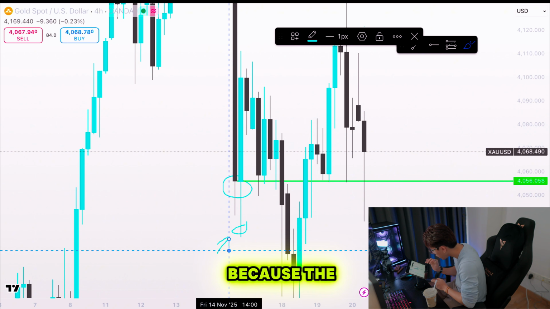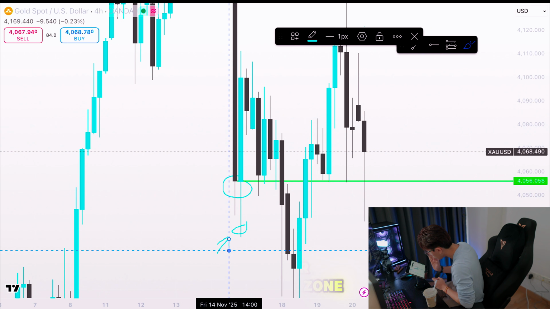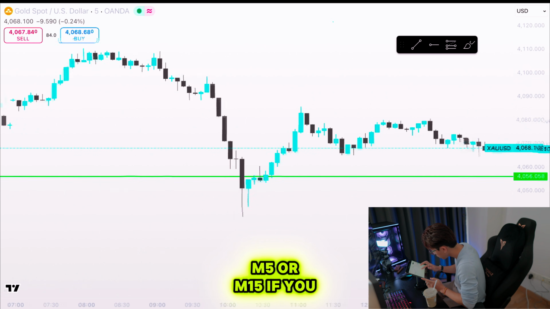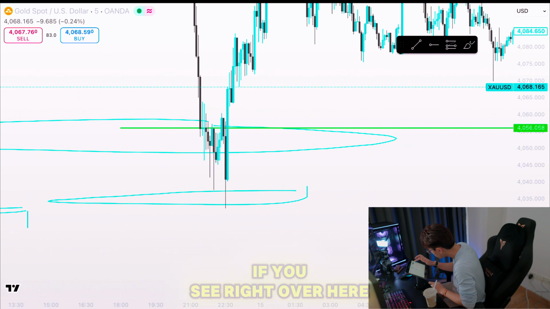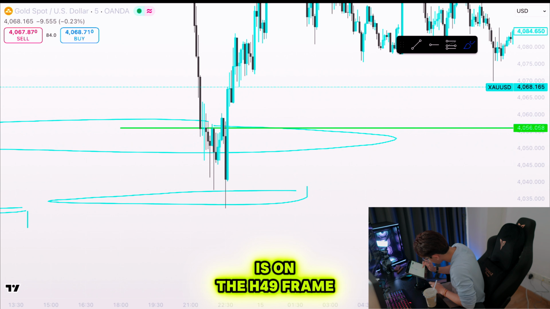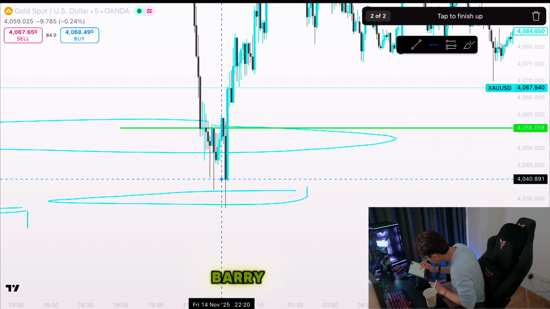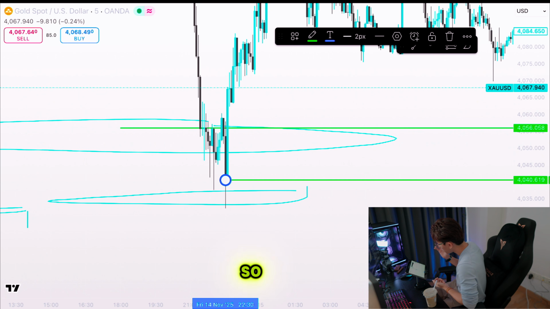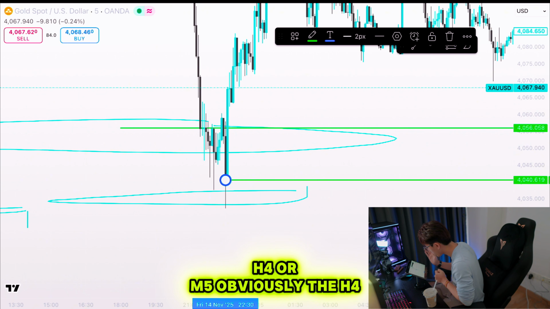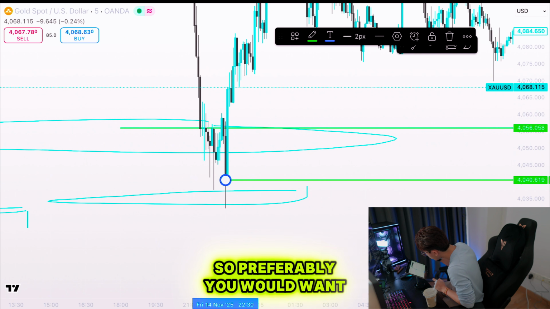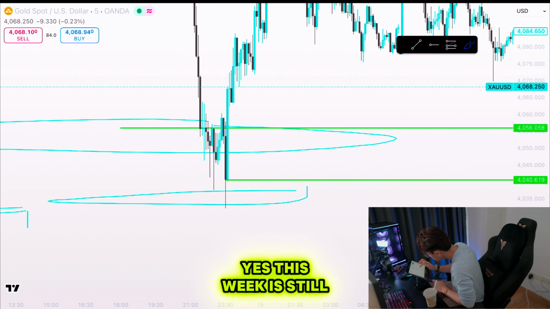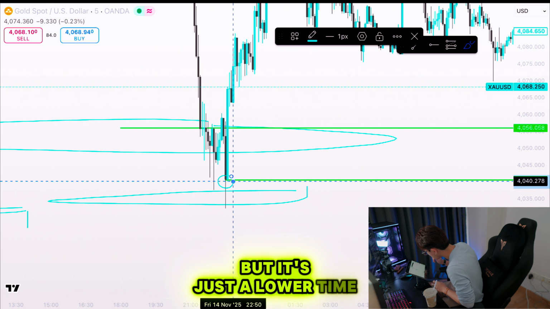Why? Because the wick is just a lower time frame zone. Lower time frame zone means that it's weaker, but let me show you first. If you go to the M5, let's say M15, right? M5 and M15. If you see right over here, this is where the wick is on the H4 time frame, and it is just a bearish candle, bullish candle, support form on the M5 only. So, which one is stronger, guys? H4 or M5? Obviously, the H4 is stronger. So, preferably, you would want to enter on the H4. Yes, this wick is still a last resort zone, but it's just a lower time frame zone.